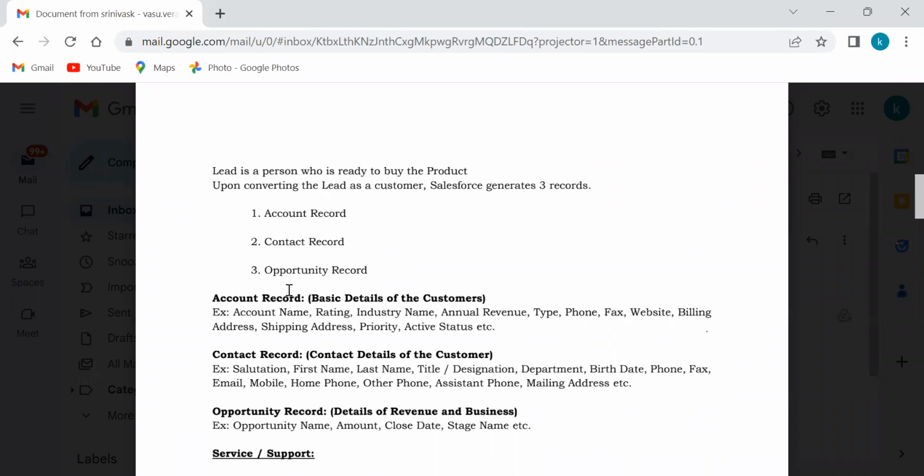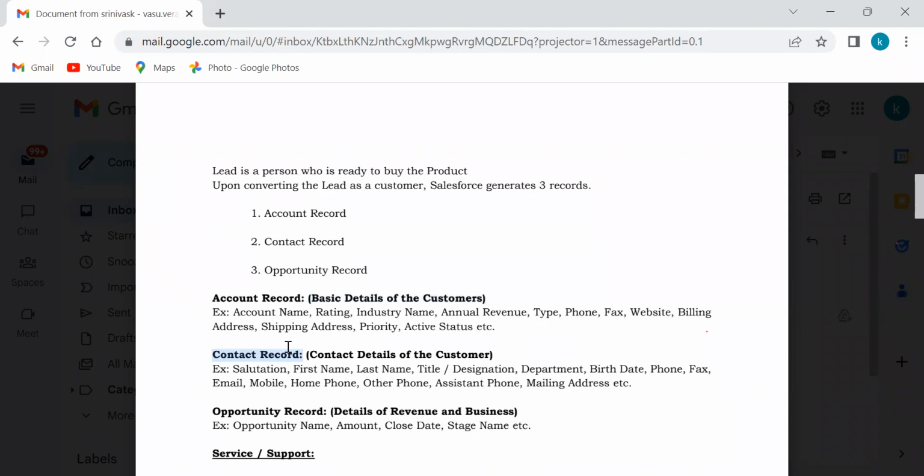So what is this account record? The account record is used to store basic details of the customer. Like I have already discussed, in the account record we are going to store basic details of the customer like his name, his industry, where he's working, his annual revenue, his shipping address details, billing address details. All these basic details we are going to capture as part of this account record. And it will also generate one more record, that is the contact record, where we'll be storing the contact details of the customer.